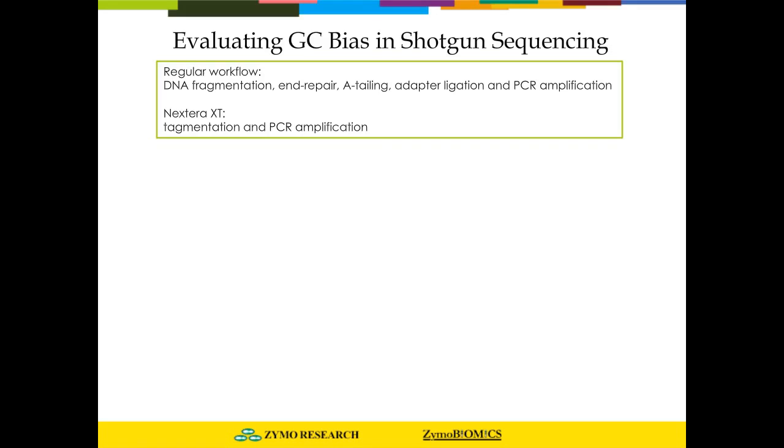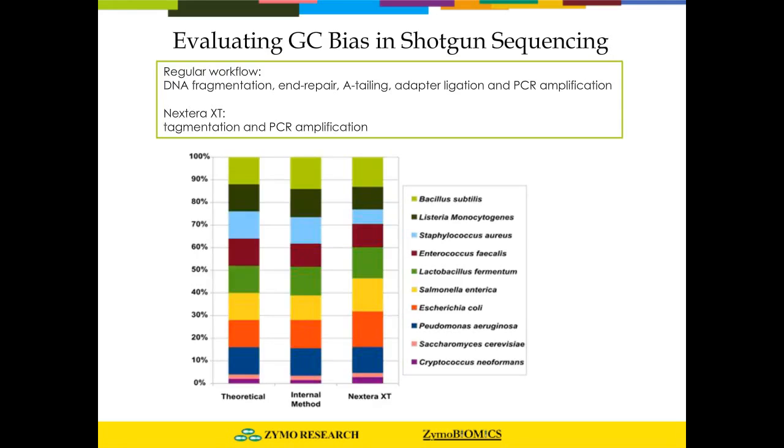The library preparation kit called Nextera XT was provided by Illumina for shotgun metagenomic sequencing. And this kit is very popular because it shortened the whole process from 5 steps to 2 steps, which is fragmentation and PCR amplification. However, convenience might come with a price that many researchers do not know. The sequencing coverage bias can occur because of GC content variation.